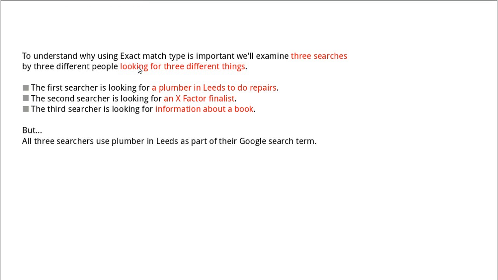Right, to understand why using the exact match type is important, we'll examine 3 searches by 3 different people, and they're all looking for 3 different things. The first searcher is looking for a plumber in Leeds to do repairs. That's the one we're hoping to get to our page. The second searcher is looking for an X Factor finalist, and the third searcher is looking for information about a book. But all 3 searchers use plumber in Leeds as part of their Google search term. Now that's the important point. They're all using the same, or some of the words that we're using.